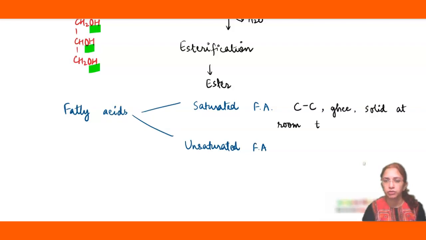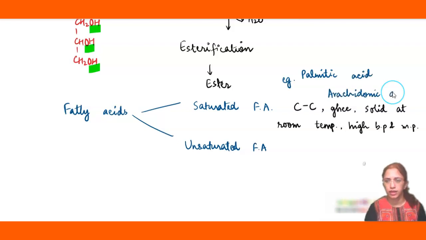That's why I have given you the example of desi ghee, because ghee stays solid at the time of winters because room temperature drops down. Okay, so these have high boiling point and melting point. Fine. You have to learn 2 examples here which are given in the NCERT. One is palmitic acid and another is arachidonic acid. Okay, we'll discuss palmitic and arachidonic acid now.